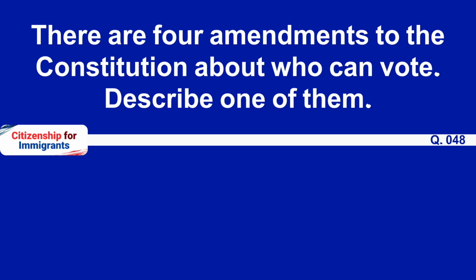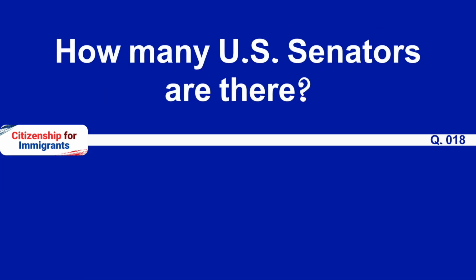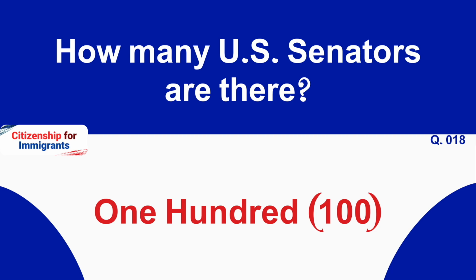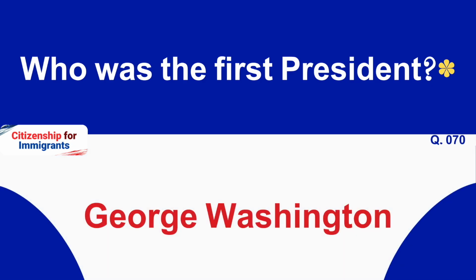There are 4 amendments to the Constitution about who can vote. Describe one of them. Citizens 18 and older can vote. How many U.S. senators are there? 100. Who was the first president? George Washington.